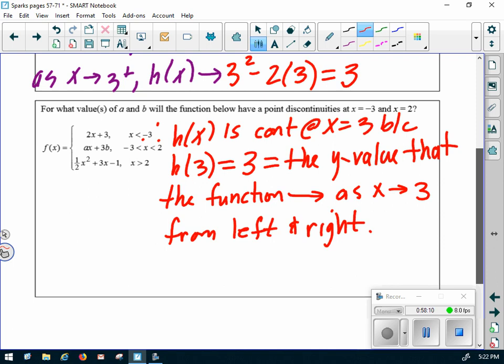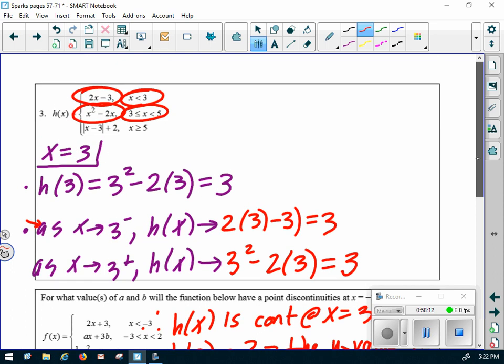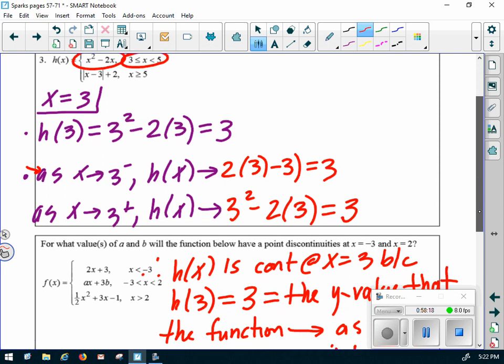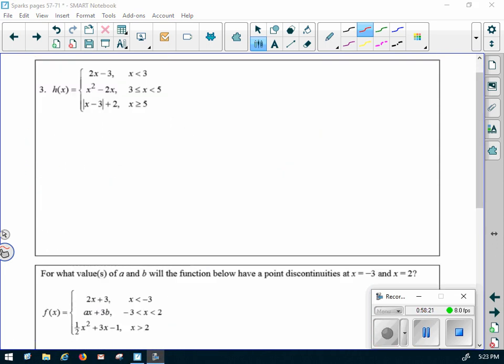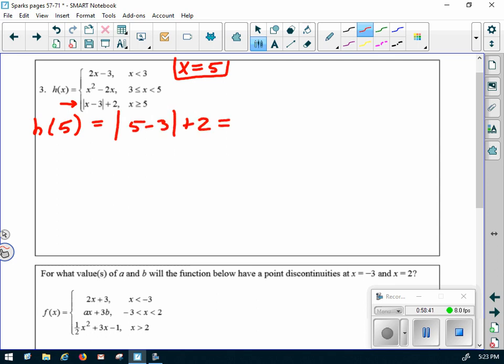Now we've got to go back and do the same process to determine if this function is continuous or discontinuous at x equals 5. I just stopped and did some erasing. Now let's try at x equals 5. Does h of 5 exist? Yes, because 5 is owned. That fence at x equals 5 is owned by this equation right here: absolute value of 5 minus 3 plus 2. What's that? 2 plus 2 is 4.